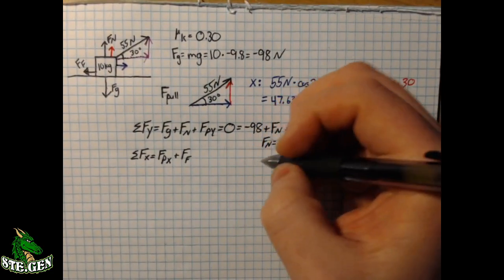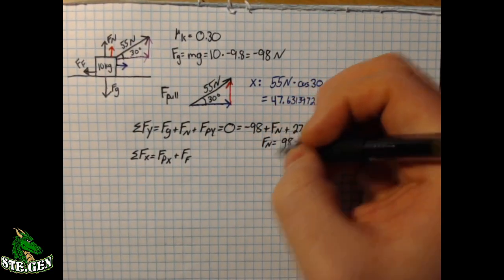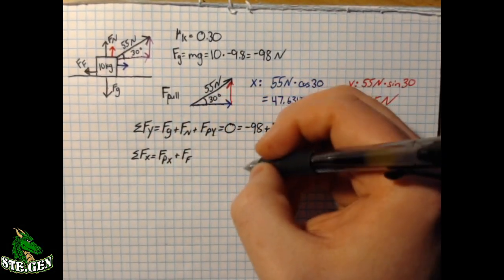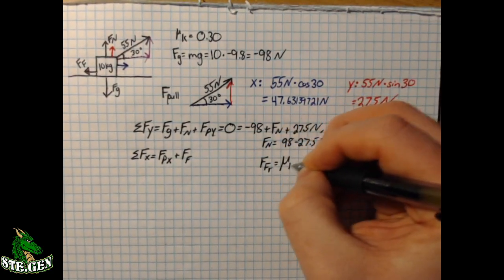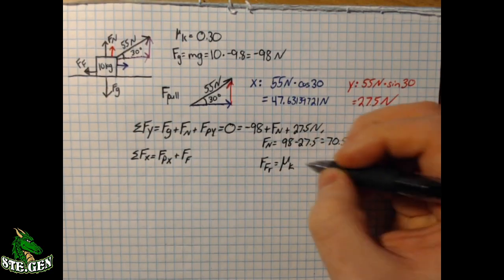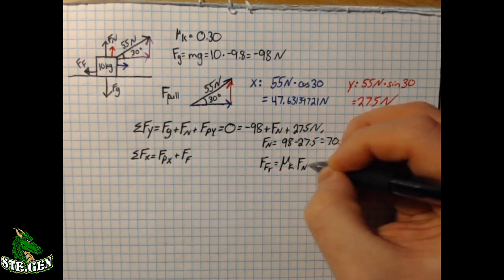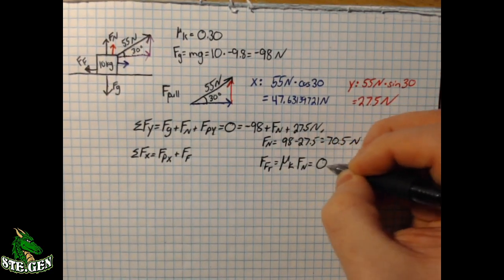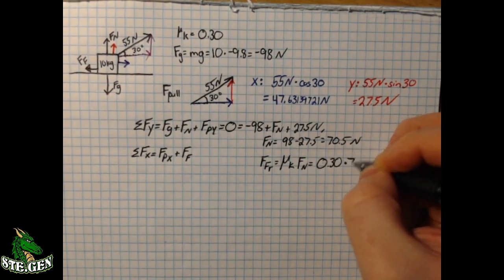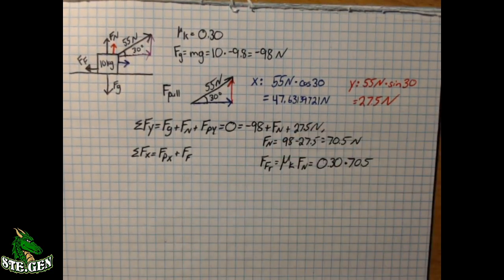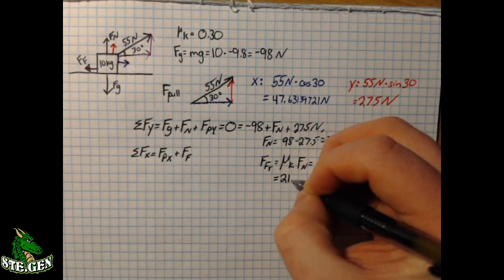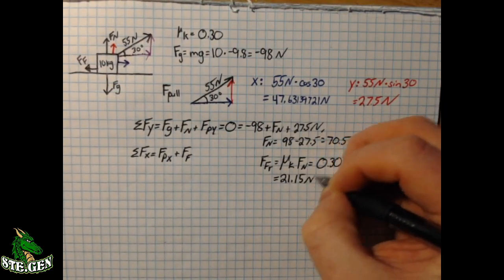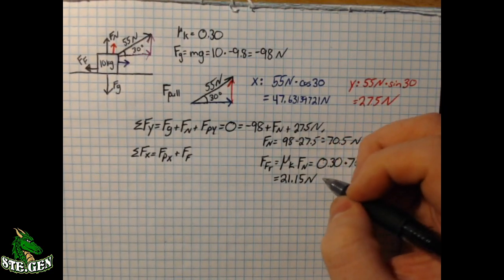So now we can go ahead and say, okay, we know our normal force. Our force of friction is equal to the coefficient of kinetic friction in this case, times our normal force. So we're just going to take our 0.30 and multiply that by our 70.5. And we will get 21.15 newtons of frictional force.